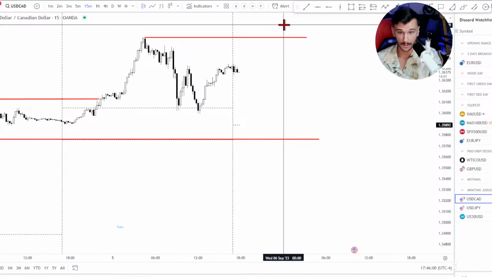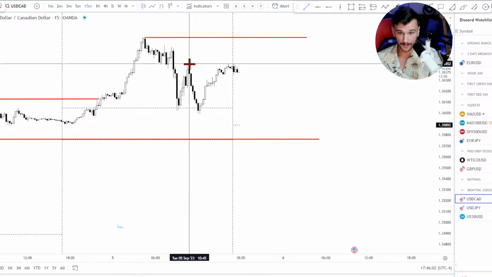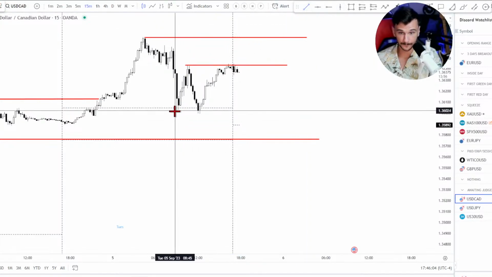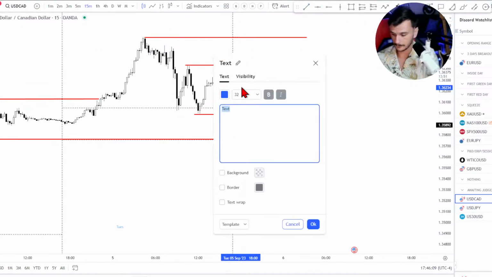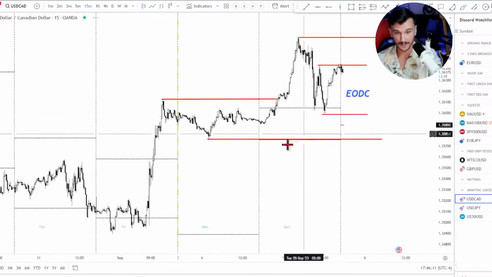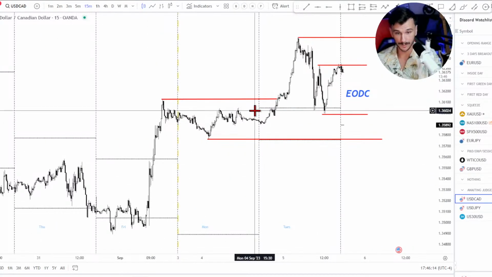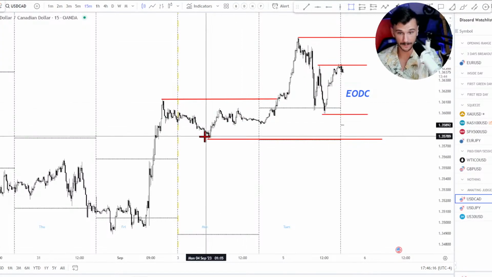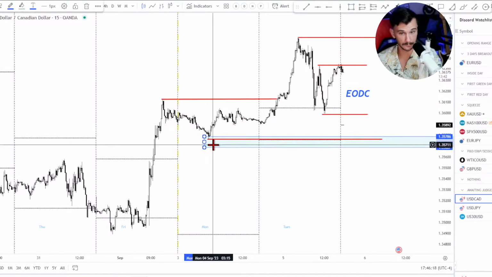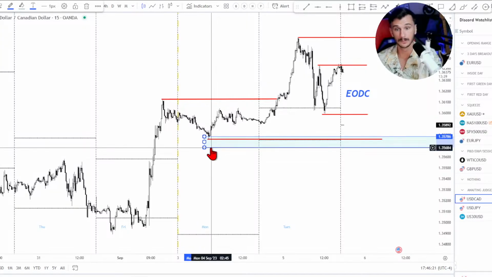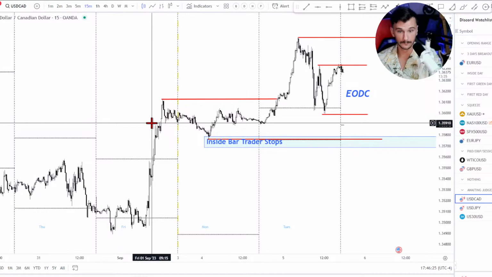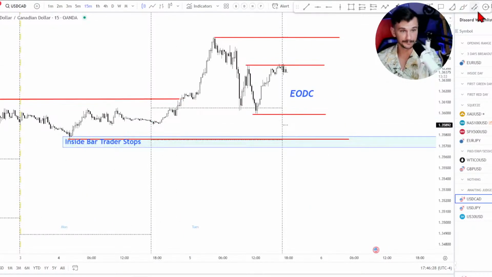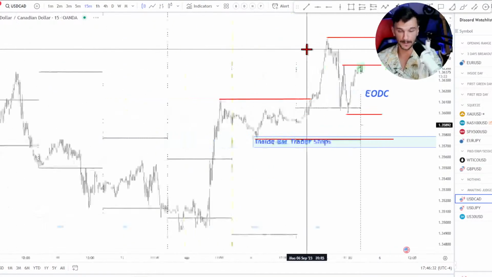As of right now, end of day consolidation, something like this. Get that labeled. Do I have any signal days? We got 1, 2, inside day. That means that I have inside bar trader stops down yonder. If I get that up there, inside bar. Other than that, I've got the close. We've closed outside. I don't really have any built thesis on this pair right now.